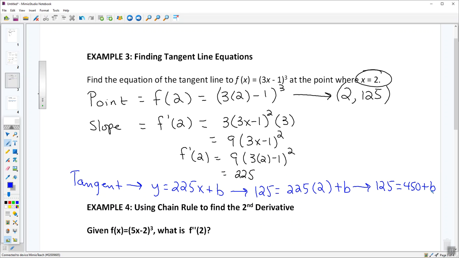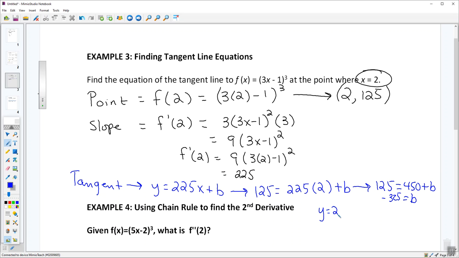Talk to me, friends. What are you doing next? Subtract the 450. I have no idea what that is. Negative 325. Thank you very much. Kids, what's the equation here? Y equals 225x minus 325.